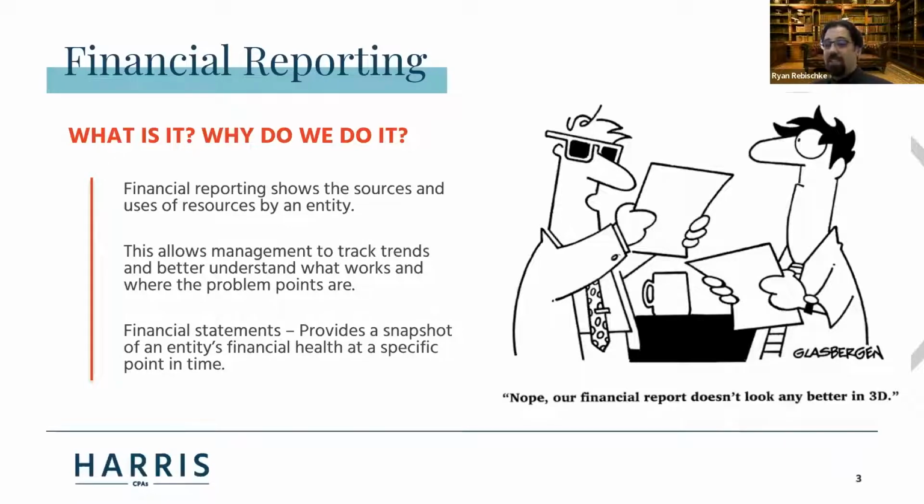Financial statements specifically provide a snapshot of an entity's financial health at a specific point in time. So what that means is when you look at a set of financial statements, and we'll go through one during this presentation, you'll be able to see how that entity is doing as of that date. Usually in the government world, it's either a June 30 or September 30 year end. So as of that date, what did their financial health look like?